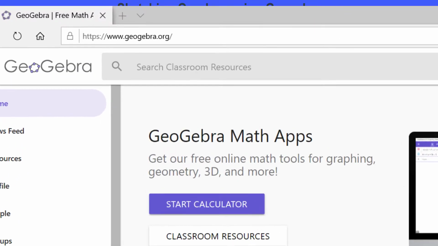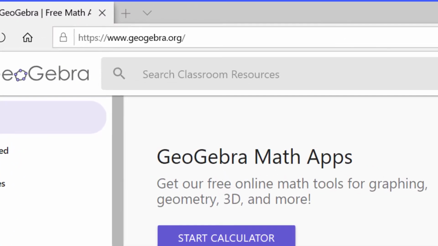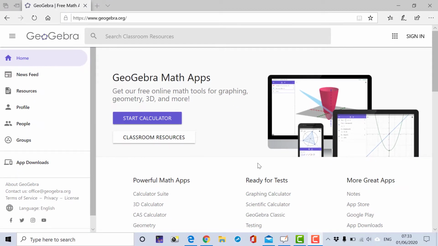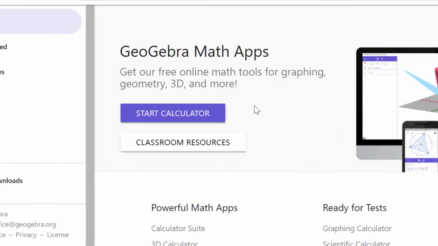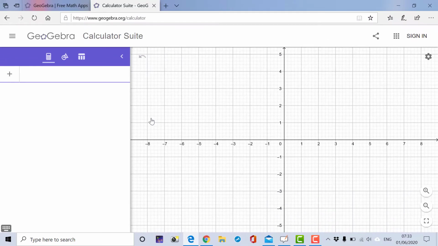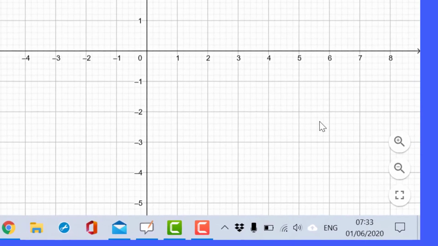In this video, we're going to be looking at using GeoGebra to plot graphs. So the first thing to do is go to the website geogebra.org, and then you click on Start Calculator. And this is the image that you're going to get. Now we've got lots of things we can do.